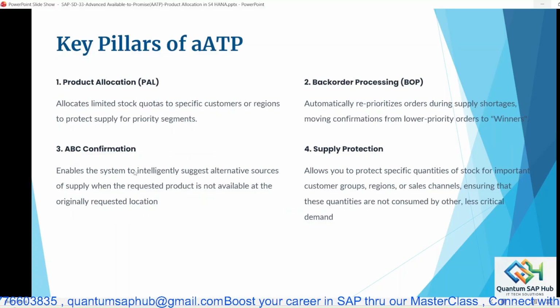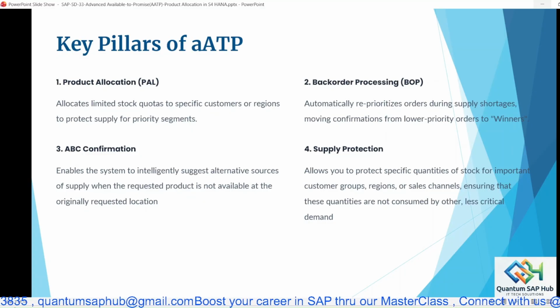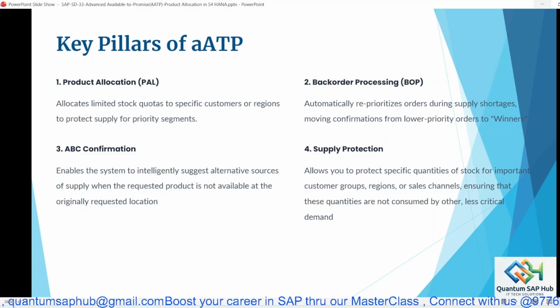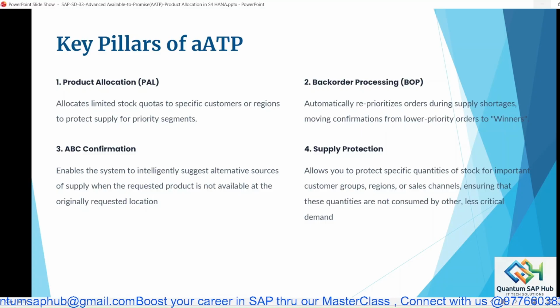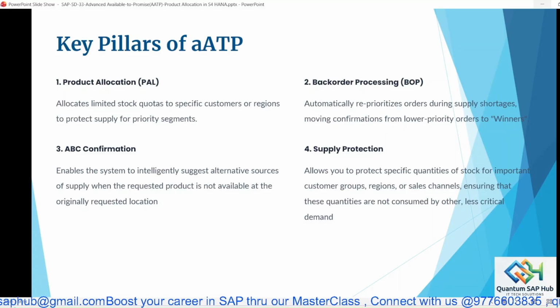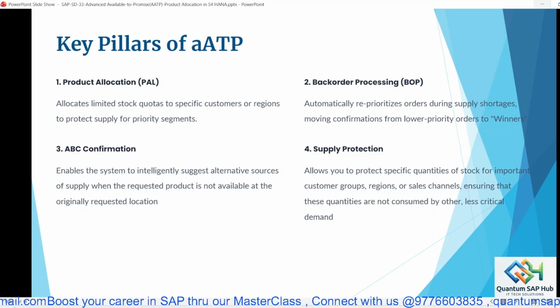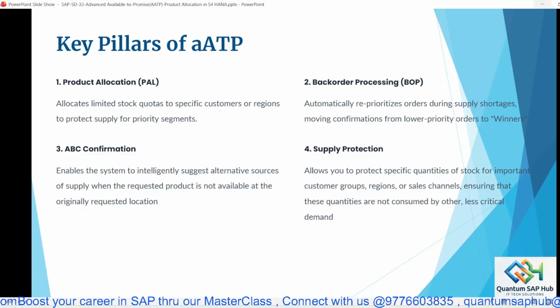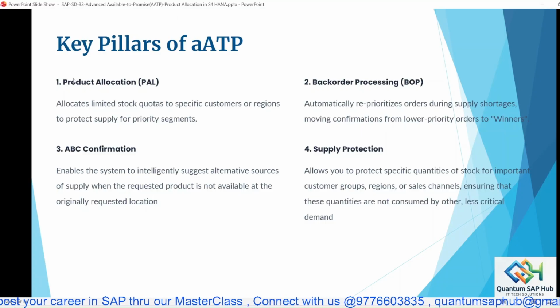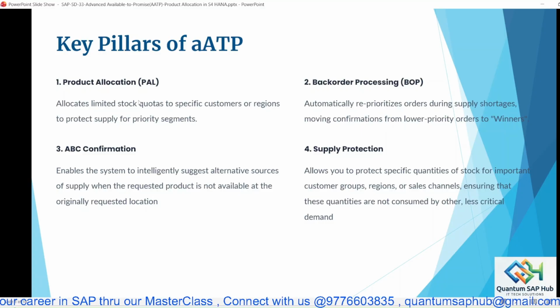So these are the four key pillars of ATP: product allocation, backward processing, ABC composition, and supply protection. There are other parts also. Those will come in future classes, but the major part we'll learn today is product allocation.